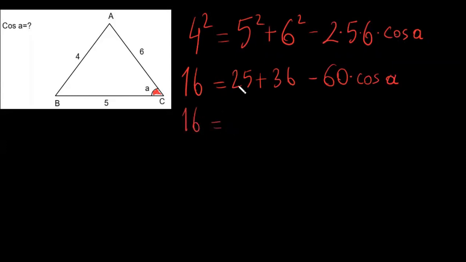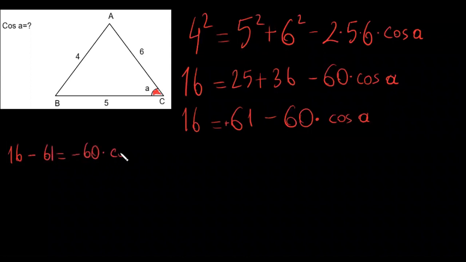So 16 is equal to 36 plus 25. We go from left to right. That's going to be 61 minus 60 times cosine of A. I have to leave cosine of A alone because that's the question. So I'm going to take positive 61 to the left. So 16 minus 61 is equal to negative 60 times cosine of A. This is negative 45 is equal to negative 60 times cosine of A.